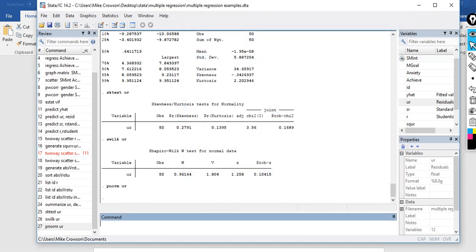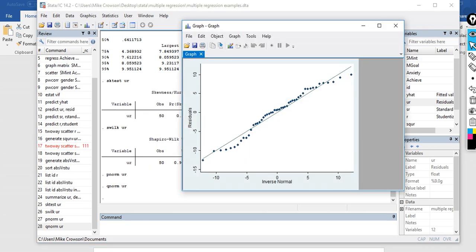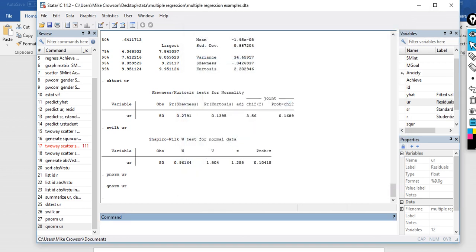Another plot is the QQ plot. I can just type in qnorm UR for the unstandardized residuals, and there it is again. You can see maybe a little bit more deviation down here in the plot, and then some departure from that line right here. So there's maybe a little bit of mixed evidence on the issue of normality, but in large part, I would say it's reasonably in the ballpark. It's reasonably consistent with what we would expect with normally distributed residuals.